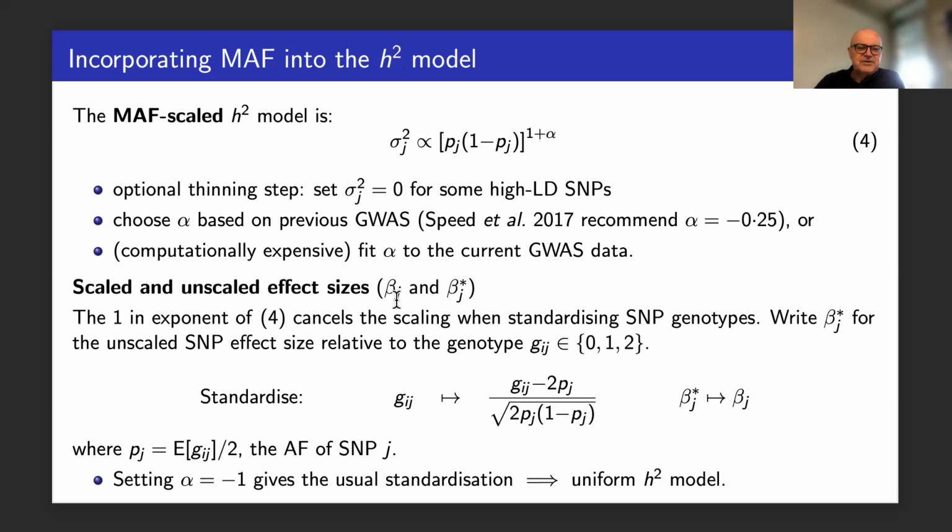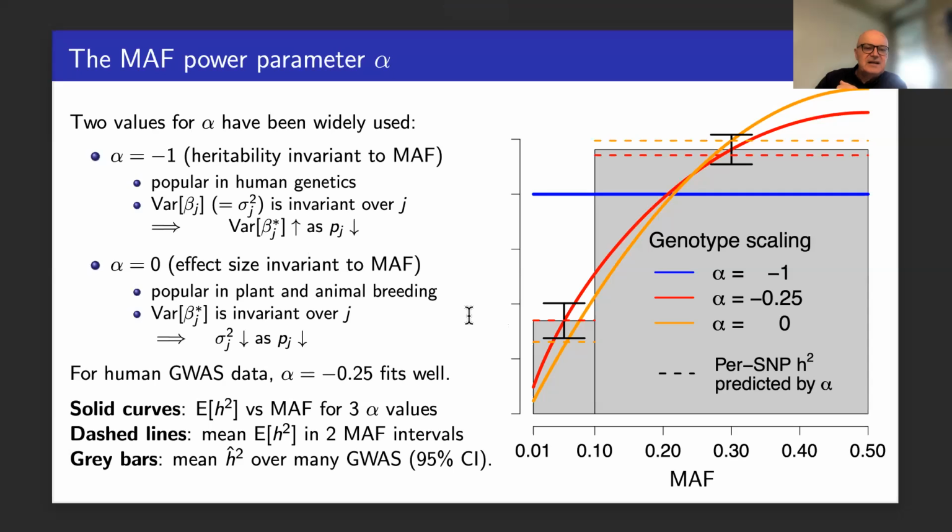As I said before, I do tend to put too much on my slides. In order to discuss the relationship between MAF and effect size, it's useful to think about unscaled genotypes, whereas in fact most people do standardize and therefore introduce some kind of scaling. Maybe I'll just move on to the next.